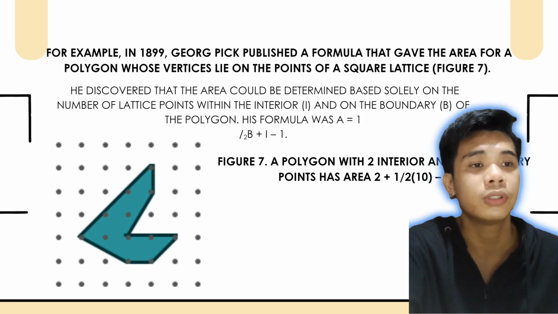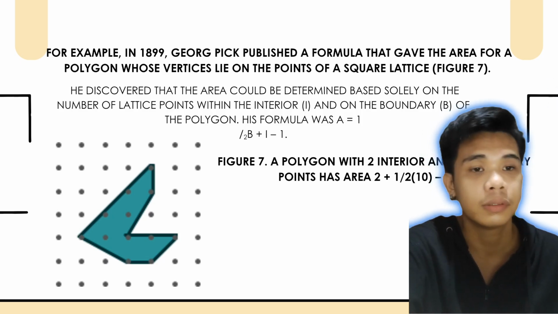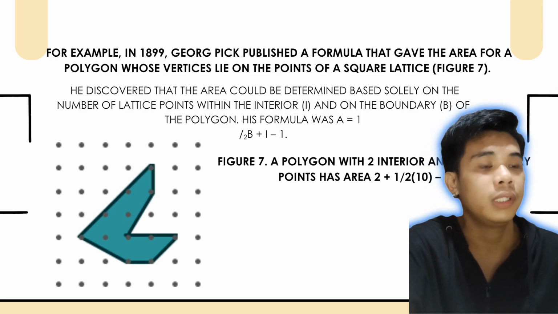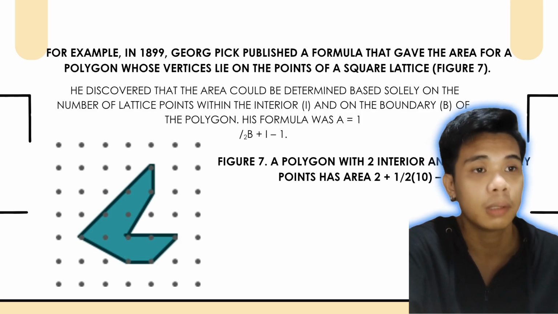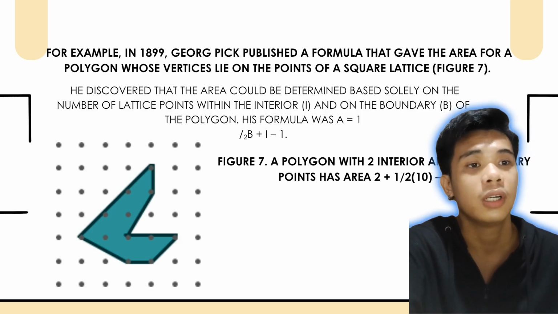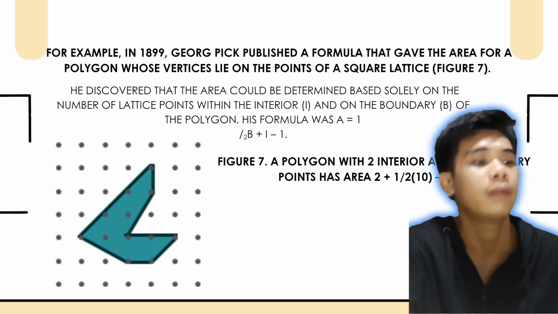Figure 7 shows a polygon with 2 interior and 10 boundary points, which has an area of 2 plus 1 over 2 multiplied by 10 minus 1, which in turn is equal to 6 based on George's formula.